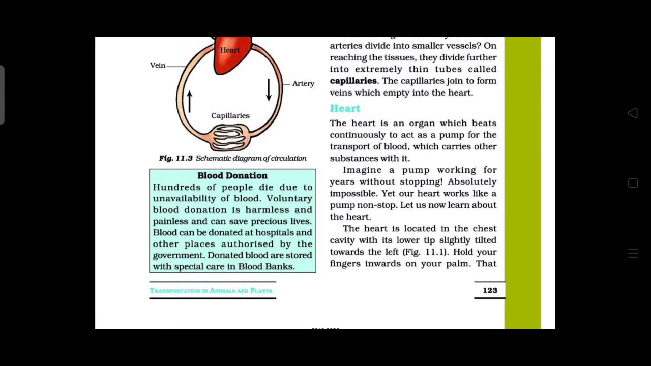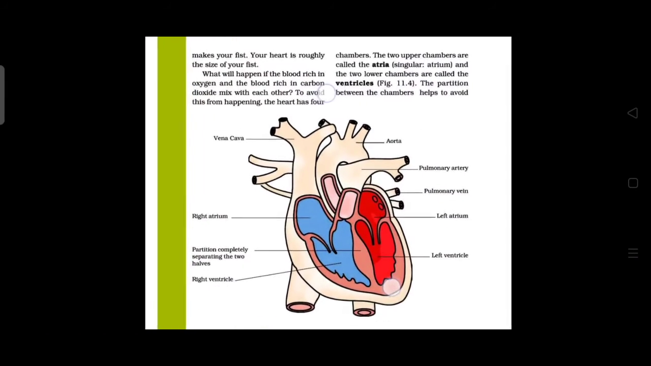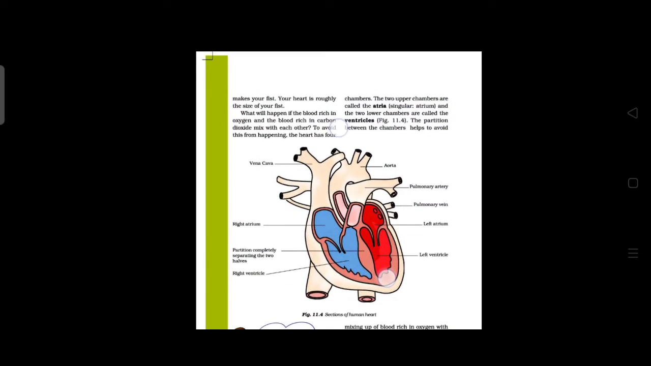The heart is located in the chest cavity, with its lower tip slightly tilted towards the left. The heart is located in the chest cavity. It is on the left side, right? Then, this is a picture of the heart.